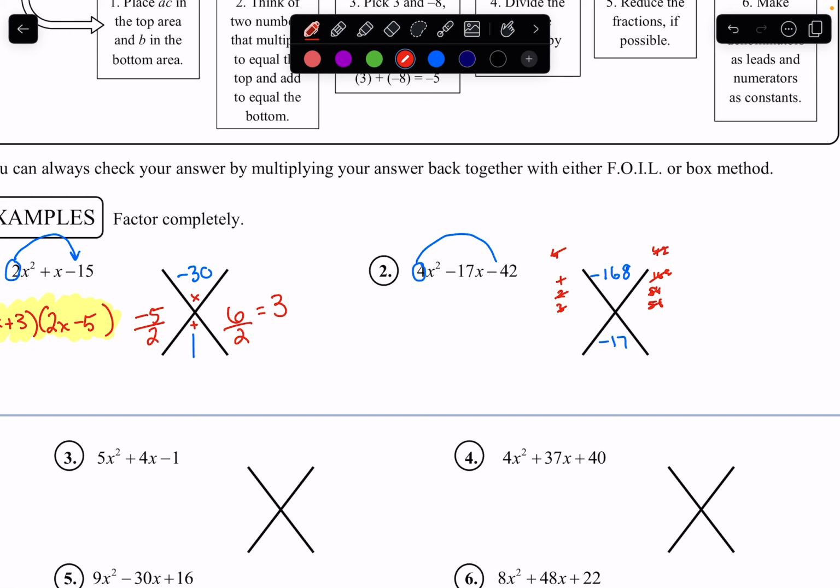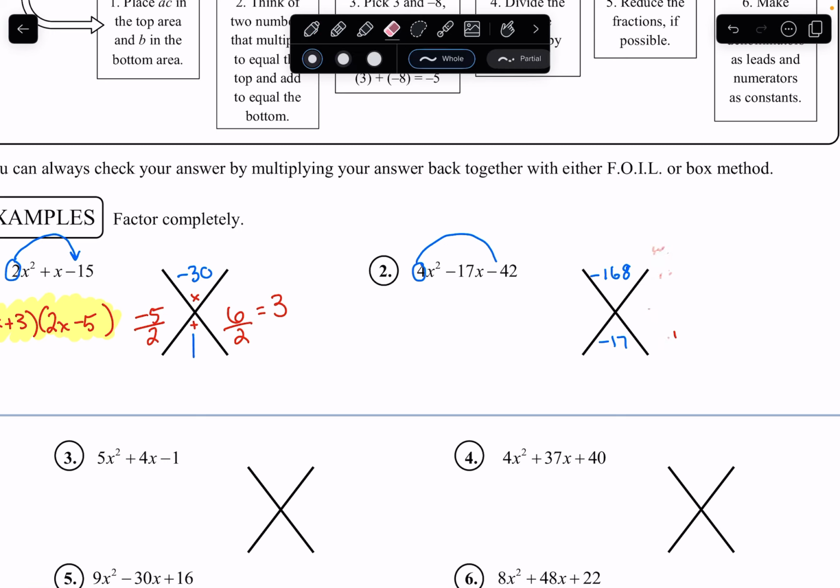It's not going to divide by 5. It might divide by 6. 6 and 28 don't quite get me to negative 17. I'm getting closer though, right? I'm getting closer to being able to come up with a 17. So let's do 168 divided by 8. That gives me 8 and 21. That's not going to get me to 17. So does it divide by 7? 168 divided by 7. It does. There we go. 7 and 24 are going to be the numbers I'm looking for.